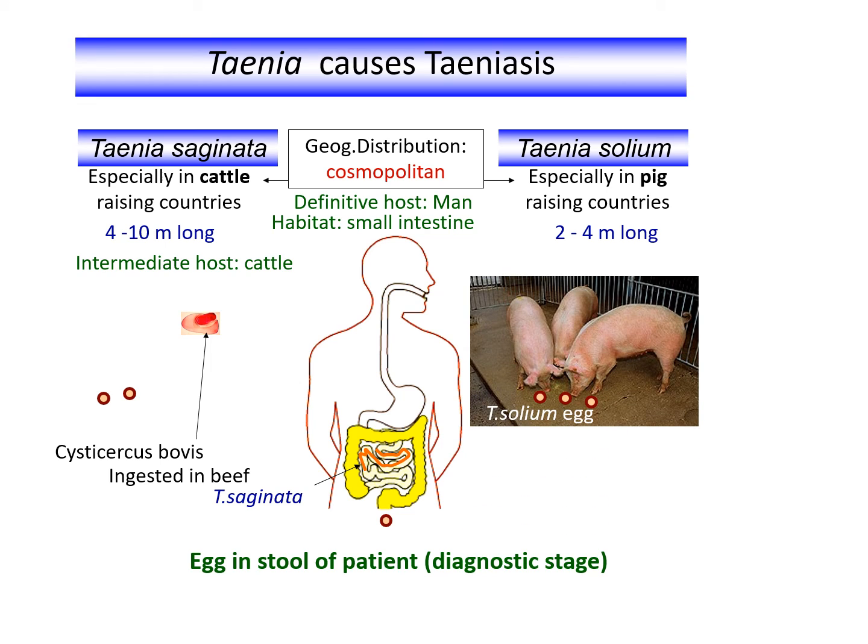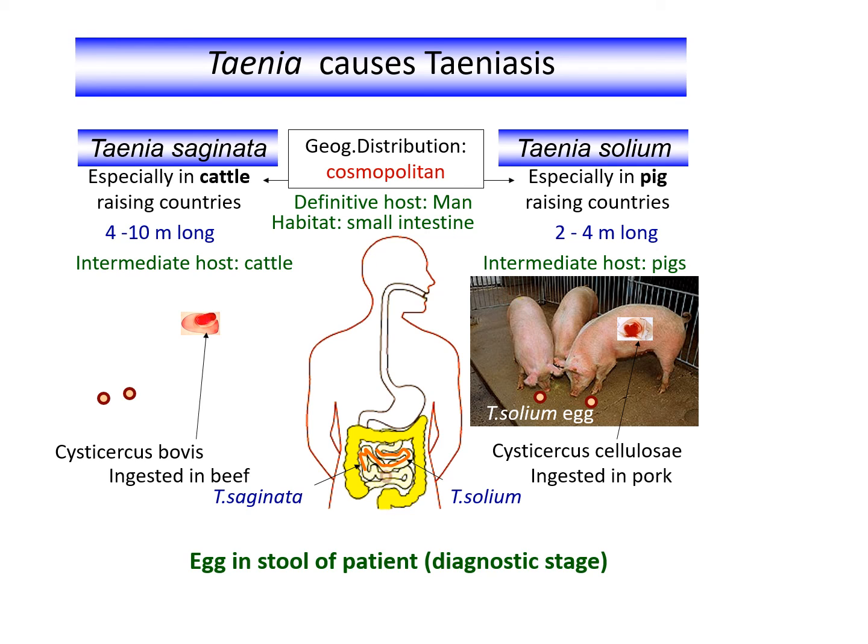Solium is due to pigs. Pigs eat the eggs. Cysticercus cellulosae: the intermediate hosts are pigs. Cysticercus cellulosae is ingested in pork. Taenia solium goes to the intestine.